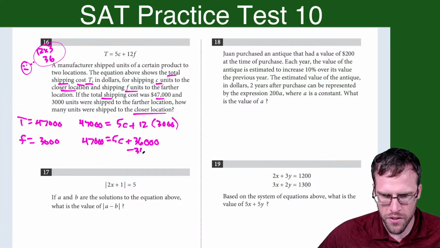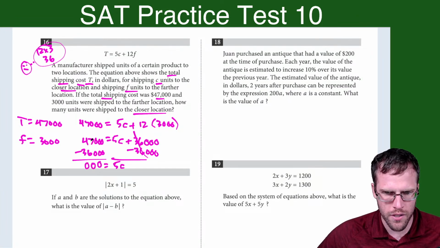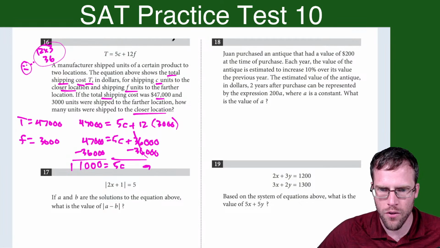Right now, subtract 36,000. You do that to both sides. And now this is gone, and we have 5C equals 0 minus 0 is 0 for these 3 zeros, and then 7 minus 6 is 1, 4 minus 3 is 1. So now just divide both sides by 5. Okay, I'll do that over here.